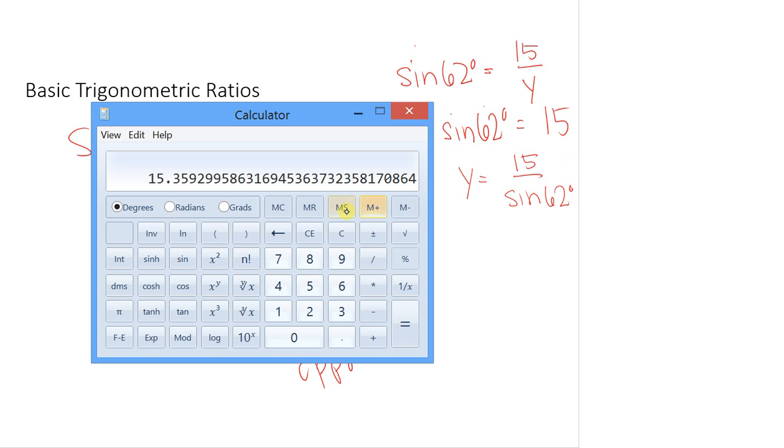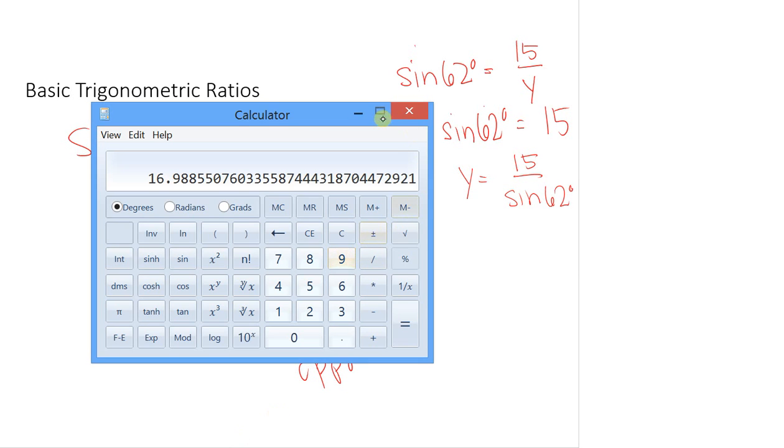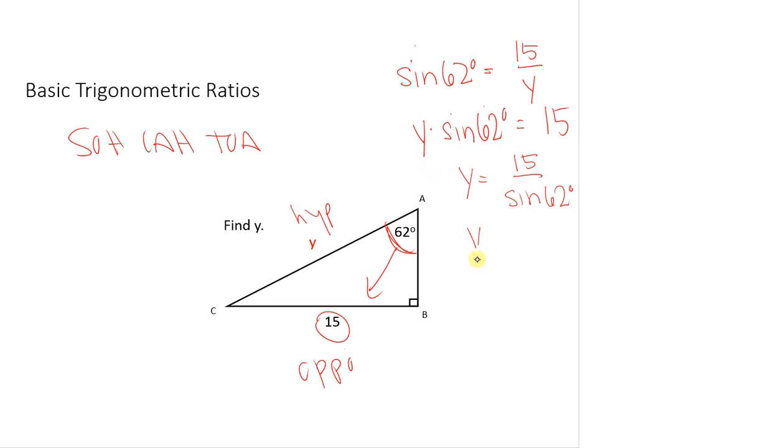Open up a calculator again. We get 15 divided by 62 sine equals y equals 17, let's say. So y equals 17.0. There's our side y.